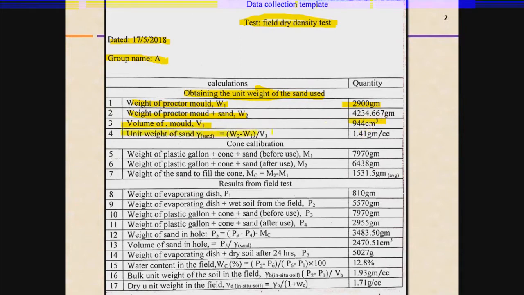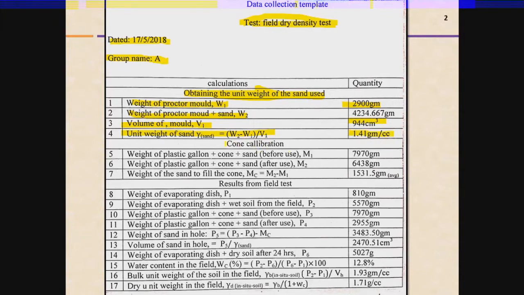Now the unit weight of the sand is again the difference of the weights divided by the volume of the mold. So W2 minus W1 will give me the weight of the sand, divided by the volume of the mold, which is equal to the volume of the sand. So this quotient will give me the unit weight of the sand, which is 1.41 gram per cubic centimeter.